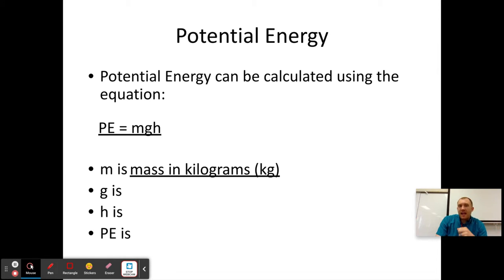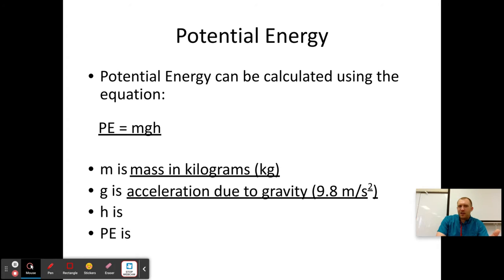M stands for mass. We're not going to mess around with units as much as we did in the motion unit. I feel like I use units a little bit too much in these things. Mass is always going to stay in kilograms for energy here.